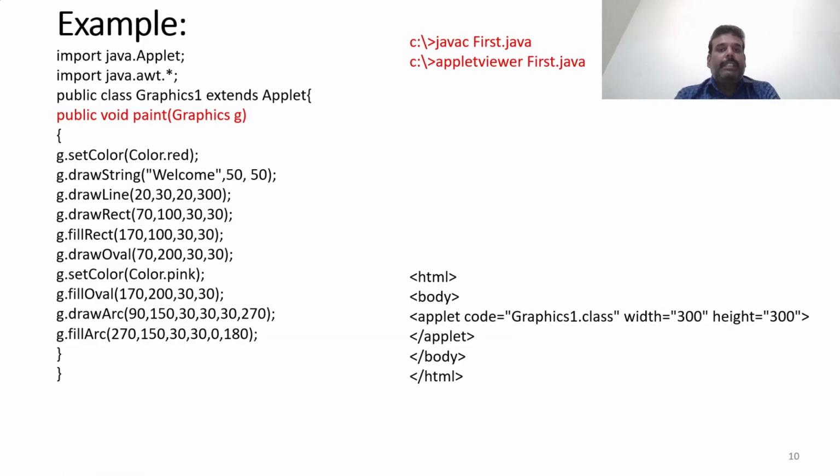So for example, this is the first example. I'm importing this AWT package, and I'm going to give it graphics. I'm going to draw these shapes. So first, the graphics class extends Applet. Within that, I'm going to import this method. We have to give only the paint method, and I'm going to enforce one parameter, that is Graphics g.